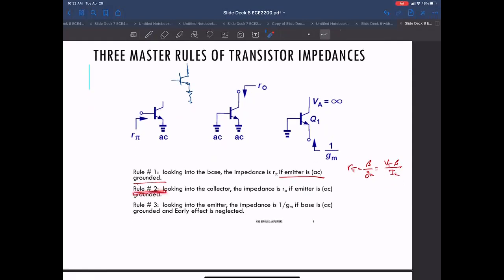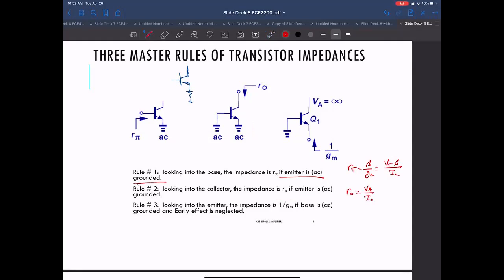Again, rule two, and this is the reason for these rules, these are pretty usual stages. You see these kind of things a lot. You'll see an emitter grounded with the input through the base a lot. You'll see an input grounded with the output through the collector a lot. And in that case, when the emitter is grounded and the input is through the base, the resistance looking into the collector is just R0, which is the early effect resistance, which is V sub A over I sub C.